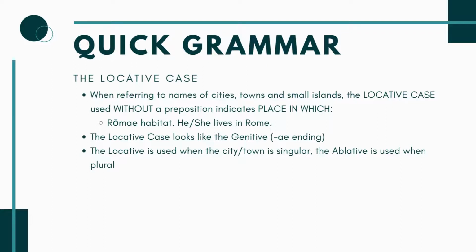But the way to tell that you have a locative is, again, you're talking about a city or a town. You don't have a preposition, and you have something that looks genitive, but genitive makes no sense, right? So you wouldn't be saying he, she, or it lives of Rome. It just doesn't work, right? It's not going to be dative, to or for Rome. That's when you have the locative case. It takes a little bit of getting used to.